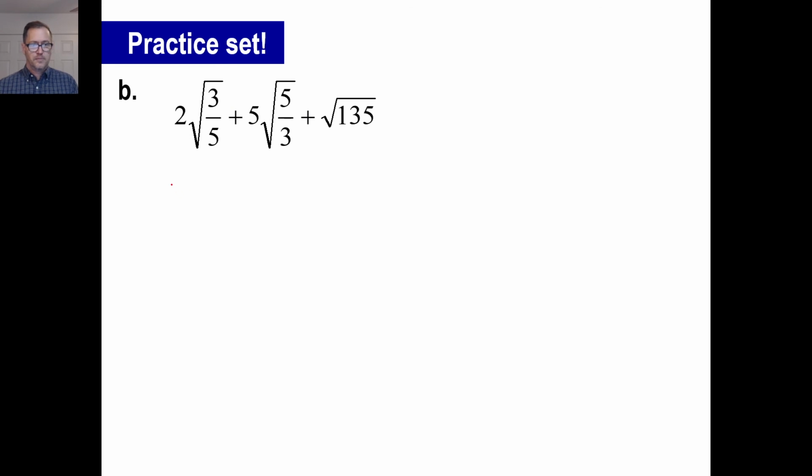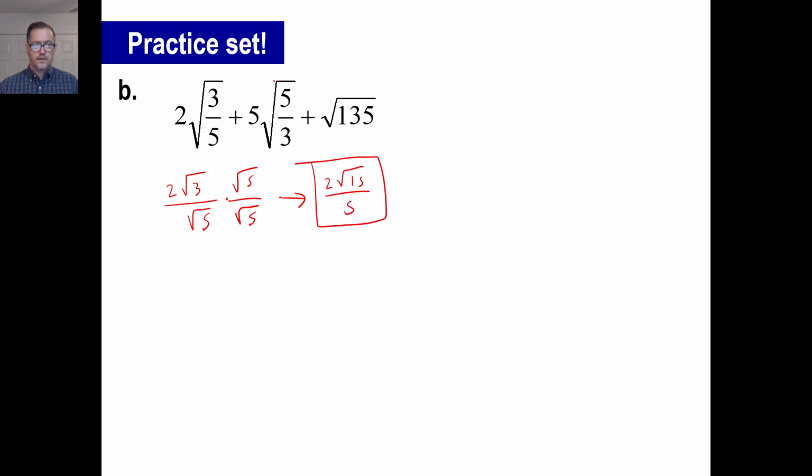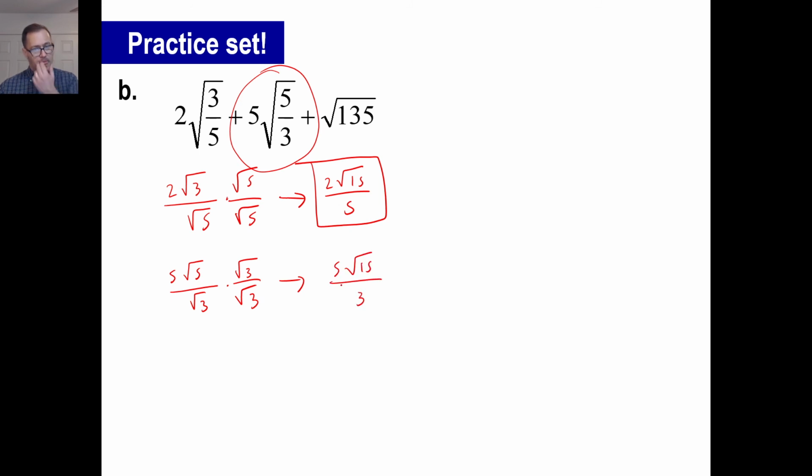All right, here is B. We have 2 square root of 3 over the square root of 5. We rationalize by doing this, which gives us 2 square root of 15 over 5. That's one of our terms. The second term, we have 5 square root of 5 over the square root of 3, and we multiply by square root of 3, and we get 5 square root of 15 again, this time over 3.